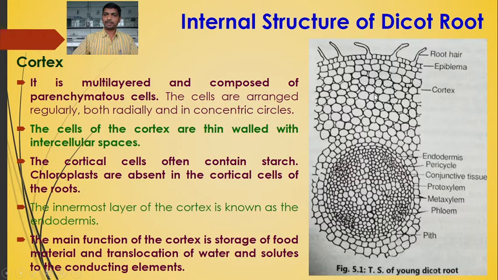The main function of the cortex, as I told you previously, is storage of the food material, because it is made up of parenchymatous cells. These cells are thin walled and store the food material. So the main function of the cortex is the storage of the food material and translocation of water and solutes to the conducting elements. The conducting elements are xylem and phloem.